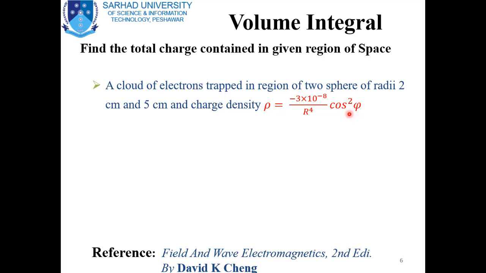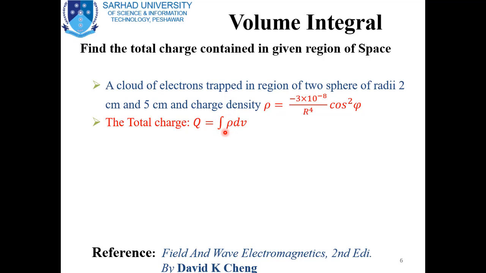So we have to calculate the total amount of charge which is trapped between two spherical surfaces, and the radii of the spheres are given as 2 and 5 centimeter respectively, and also the charge density is given. So we will use the spherical coordinates to solve this problem. So the total charge, represented by Q, must be equal to the integral of volume charge density into the volume element. This integral is known as the volume integral of a given function.